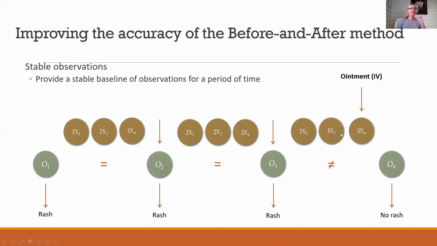And then finally, right about here, we introduce our IV. So in this case, it might be our experimental anti-rash medication. Put the ointment on your skin. Another observation done. There's no rash. So can we conclude that the independent variable had an effect on the dependent variable? Yes, we can. But how about we take that even further?